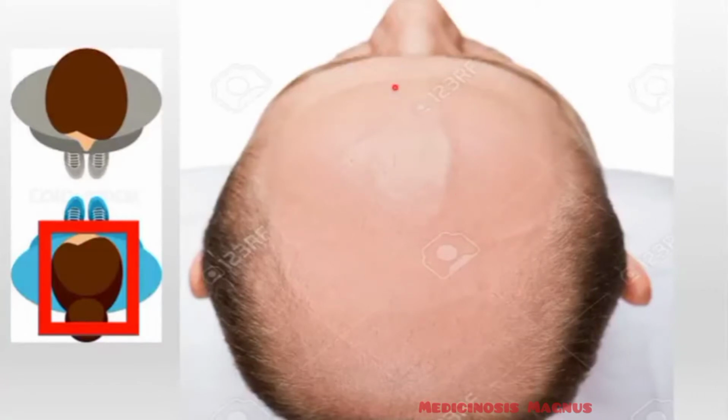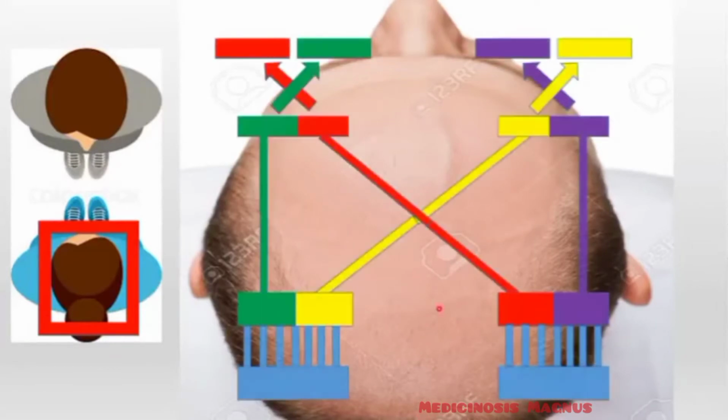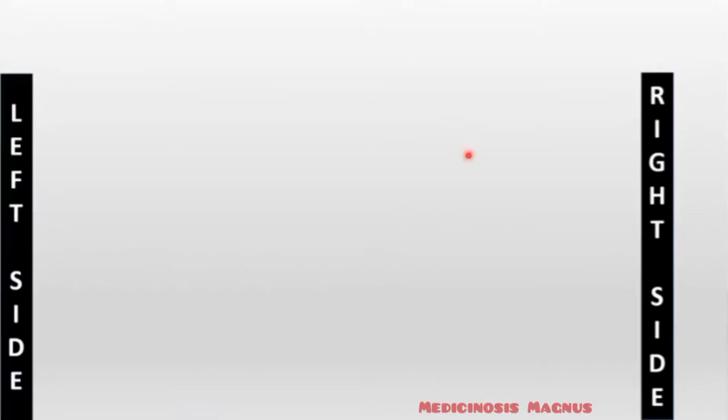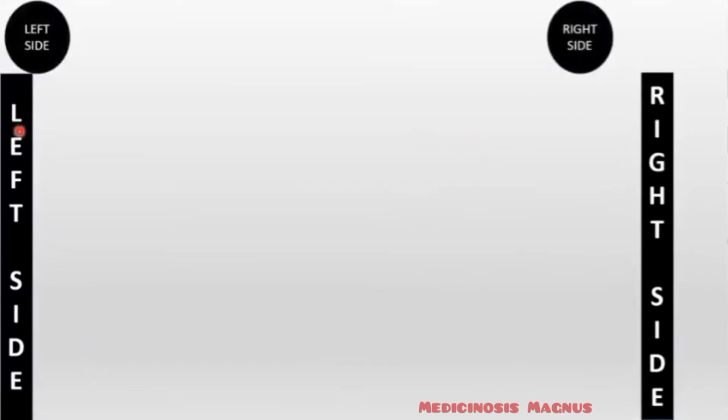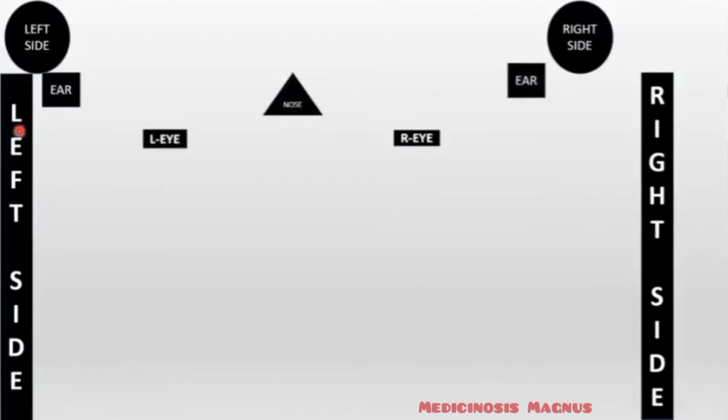So the pathway runs like this. This is the pathway roughly. Now let's dissect this and learn about it. If you see from the screen, as you are sitting, if you are just seeing your screen, this is your right side and this is the left side. This is the right and this is left. Now this is the right eye, left eye, and nose and ear.